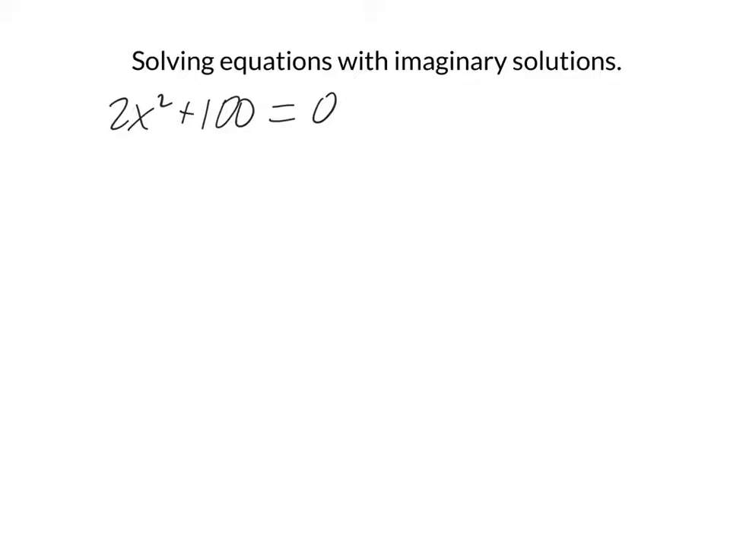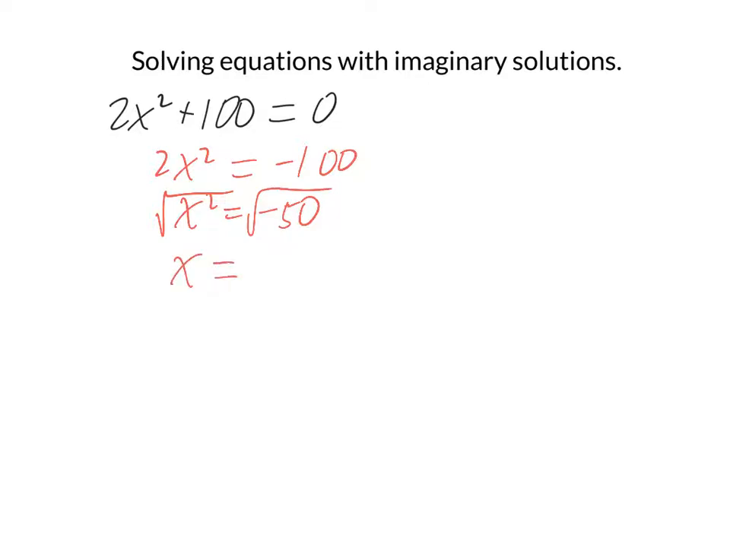So if we subtract the 100 from both sides, no problem. We have 2x squared equals negative 100, and then divide both sides by 2, and we get x squared equals negative 50. And then we simply take the square root of both sides. So we get x equals, we have to remember the plus or minus, right?